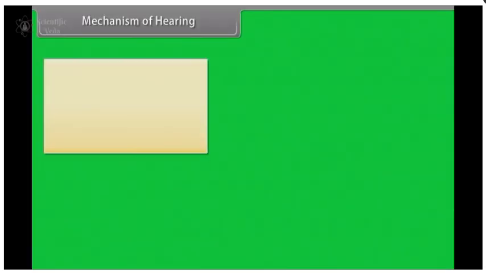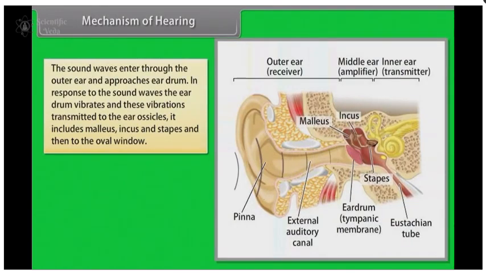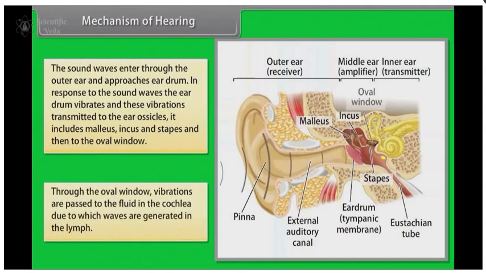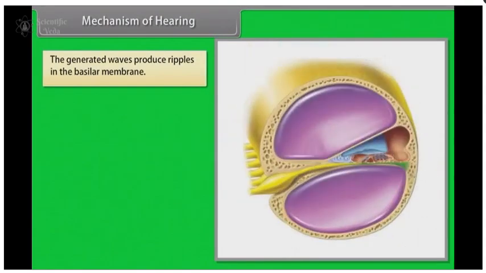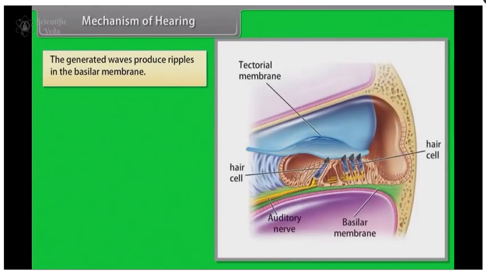Mechanism of hearing. The sound waves enter through the outer ear and approach the eardrum. In response to the sound waves, the eardrum vibrates, and these vibrations are transmitted to the ear ossicles, which include the malleus, incus, and stapes, and then to the oval window. Through the oval window, vibrations are passed to the fluid in the cochlea, due to which waves are generated in the lymph. The generated waves produce ripples in the basilar membrane.